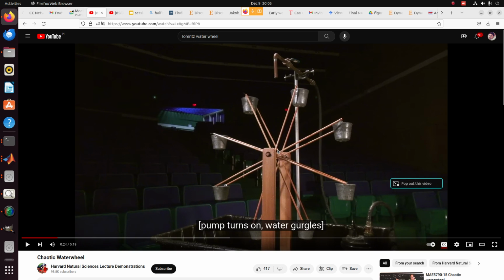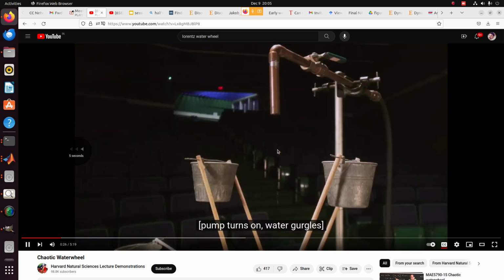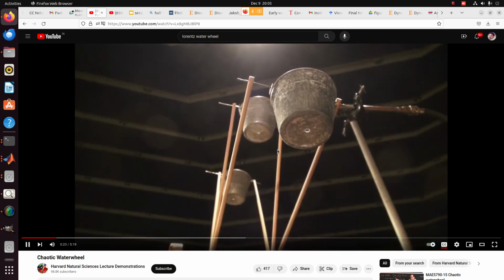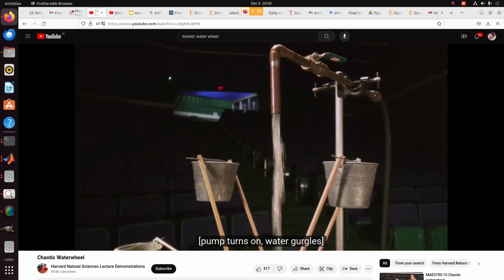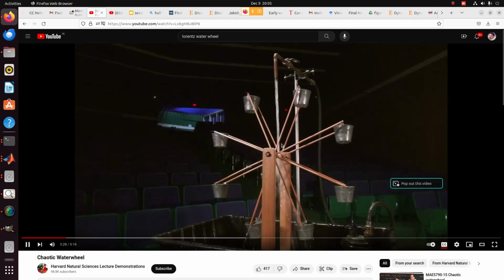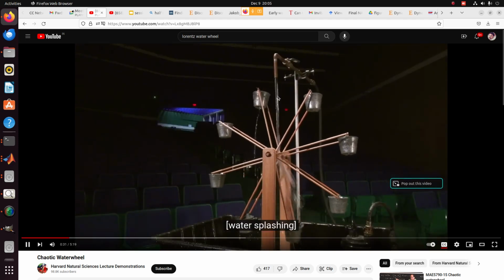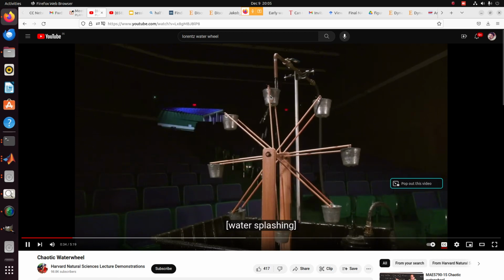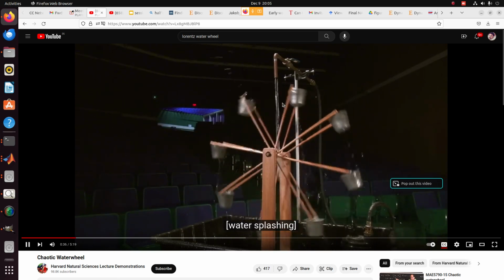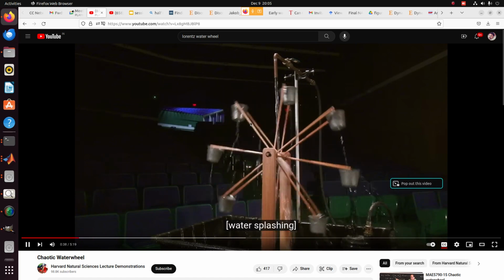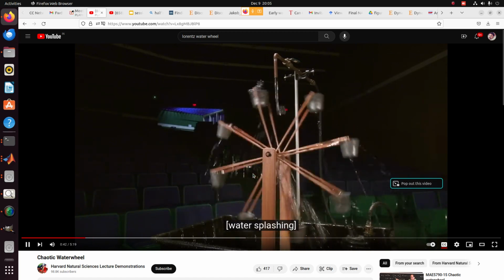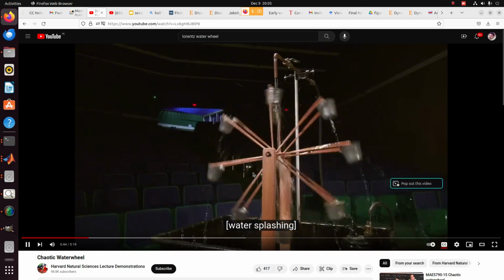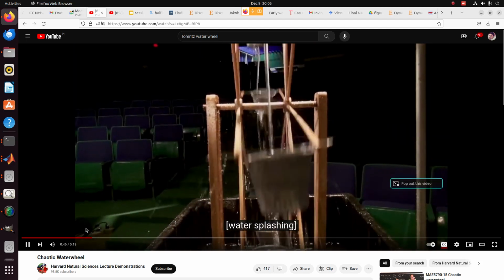Now we will see how they see it in practice. This is the bucket they are showing, and now they are going to turn on the water. Now the water is coming, and slowly the wheel started, and the first bucket slowly started filling, and it takes some time. Now it started rotating. Now the wheel is rotating in one particular direction.